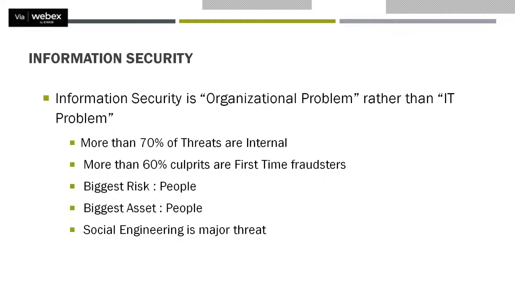So the biggest risk is people, and the biggest asset is also people. For a particular organization, the risk is people, and the asset is also people. So the only thing we can do is awareness. The awareness amongst all the users is very important. And finally, social engineering is a major threat which contributes to the information security domain for a particular organization.